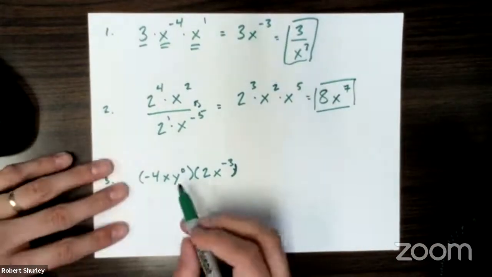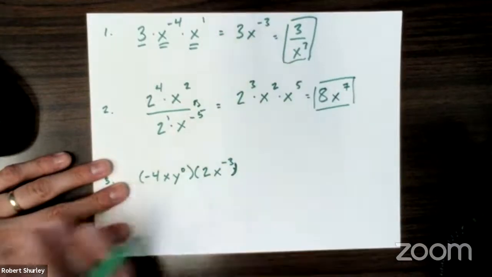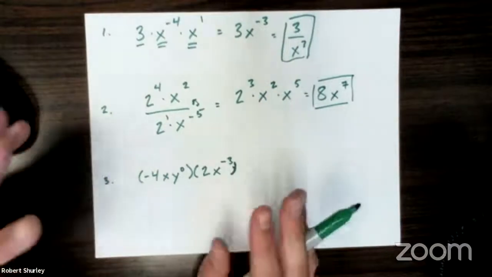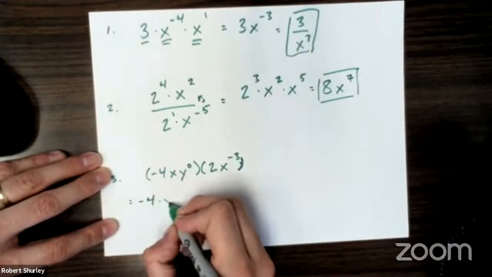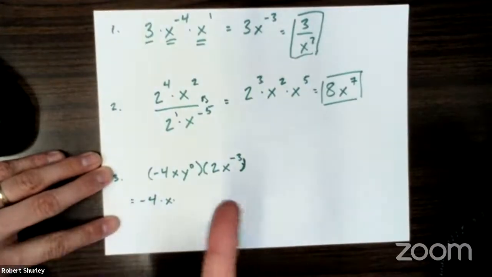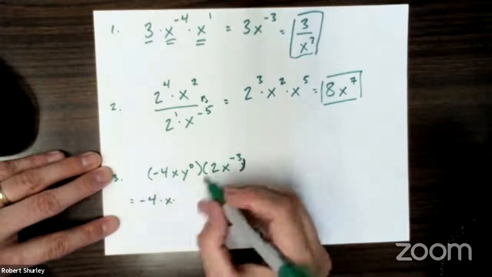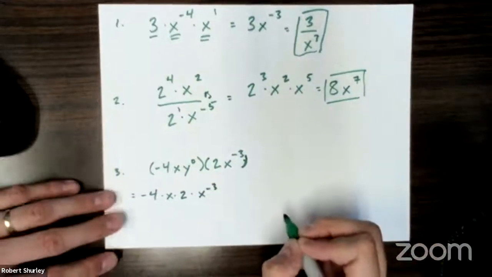Boom, boom, boom, boom. Oh, down here. So now, again, all of this is being multiplied, right? There's no addition, subtraction, nothing crazy. It's all being multiplied. So I'm going to just write that out. Negative 4 times x. We don't have to write y to the 0. Y to the 0 we know is just 1. It goes away. So 2 times x to the negative 3, okay?